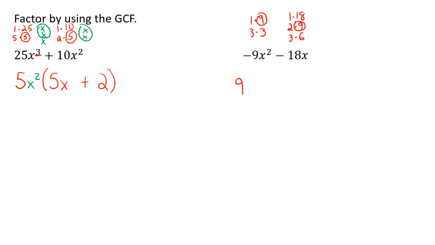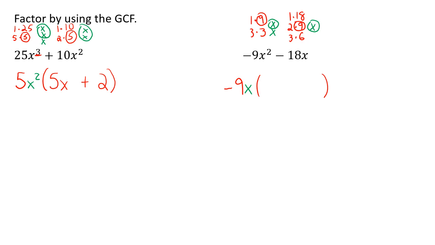Now, since our first term has a negative, whatever I factor out needs to be a negative as well. So I'm really factoring out a negative 9. Now for those x's. I've got 2 x's in the first term, 1 x in the second term. They share 1 x, so a single x will come outside the parentheses.